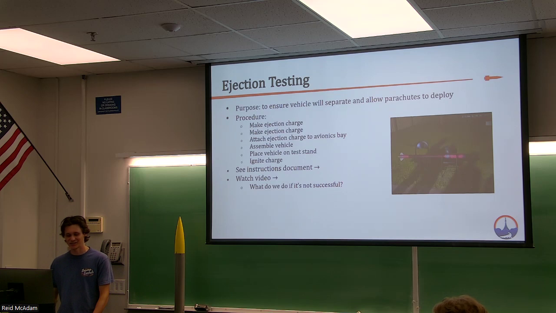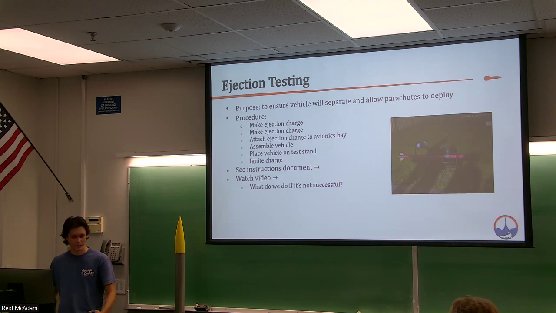So the procedure for this one is you make an ejection charge, and then you make another ejection charge. One of them is for the main parachute, one of them is for the drogue parachute. And then you attach the ejection charges to the avionics bay, because of course that's where they usually go off from, because that's where the altimeter is, and the altimeter gives the signal for them to go off.